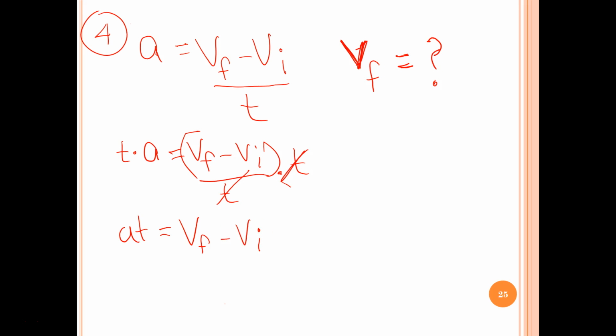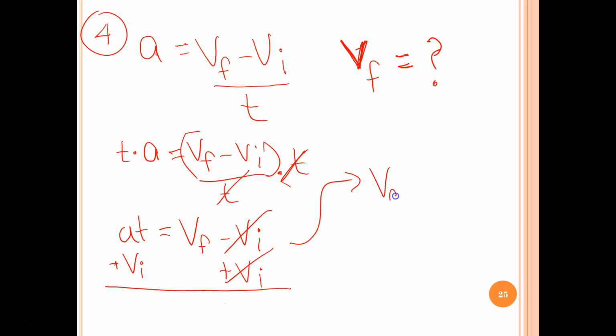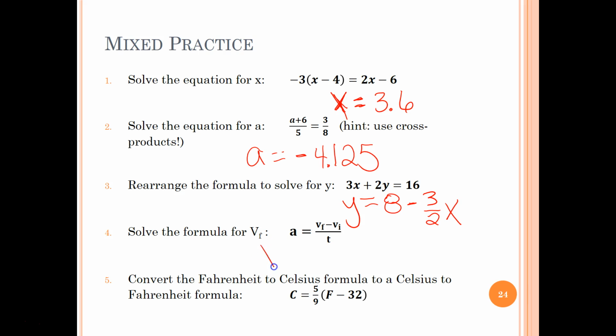All right, last step to get VF completely by itself, since VI is subtracted, let's add that VI, that initial velocity, to both sides of the equation. And there it is. VF is equal to AT plus VI, or VI plus AT. Doesn't really matter how you write it, but this is what you would see traditionally in a physics class. All right, we're almost there. VF equals VI plus AT.